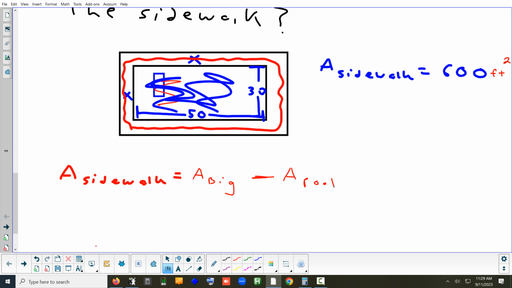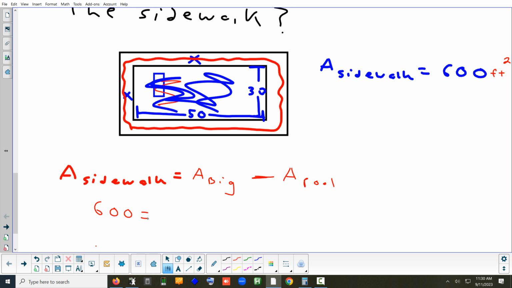Very good. Any question? We're not even dealing with numbers yet. That's just the concept. Any question on the idea? I'm going to take the big rectangle, subtract out the pool, and you'll be left with the area of the sidewalk. Now, the area of the sidewalk, we know. How much is that? 600 square foot. 600. Let's come back to the area of the big rectangle. We already started to talk about it a little bit, but we'll come back to that.